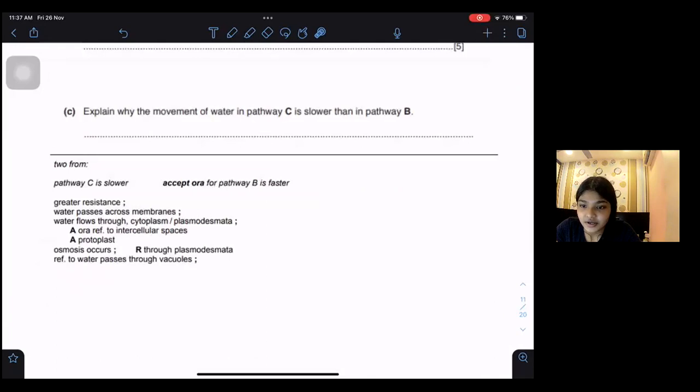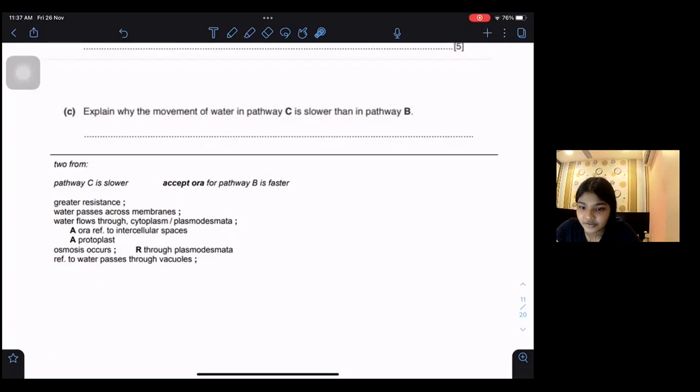Okay. So the next question asks to explain why the movement of water in pathway C is slower than in pathway B. So pathway C is the simplest pathway because the water moves from one cell to another cell via the plasmodesmata, and pathway B is actually the apoplast pathway because water basically moves through the air spaces in the cellular cell walls.